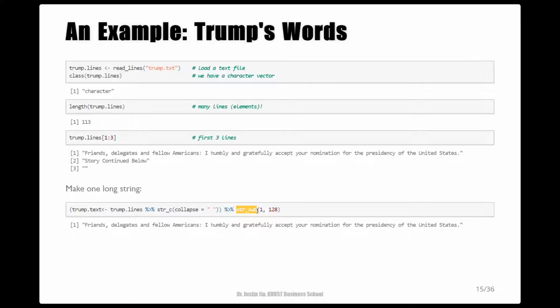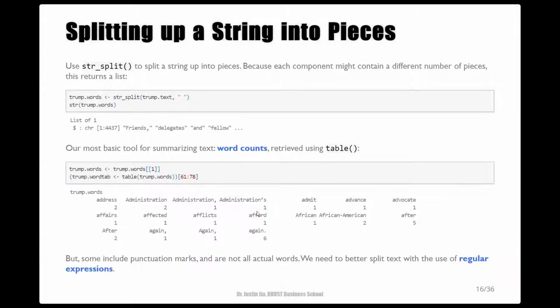To perform text analytics, we usually need to split up the text into some form of constituents for subsequent analysis. Let's use str_split to split this long string into pieces. The str_split function can work with vectors, and because each element of a vector might contain a different number of pieces, this function returns a list. And because the input character vector contains only a single string, the resulting list has only one element.